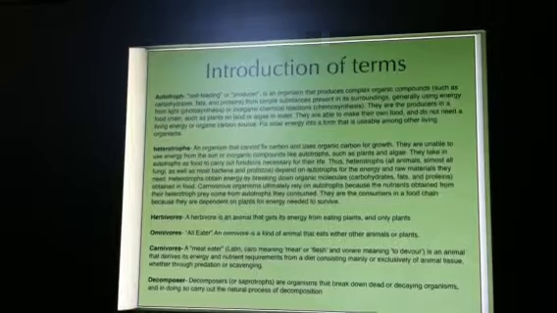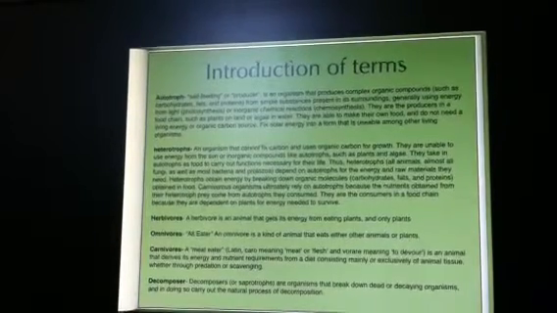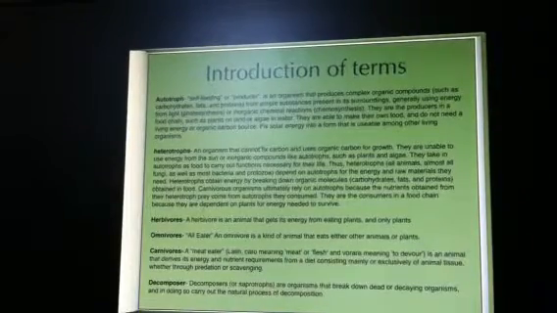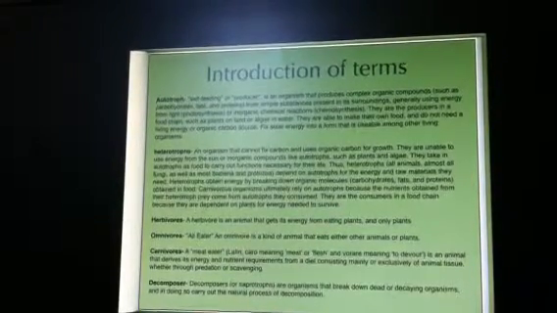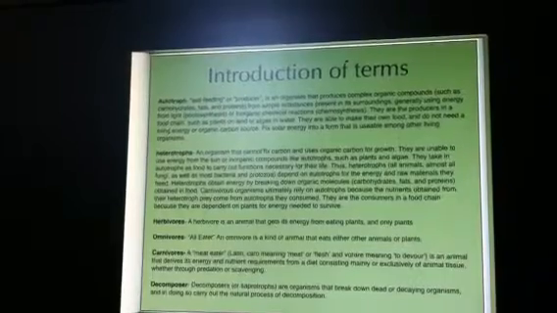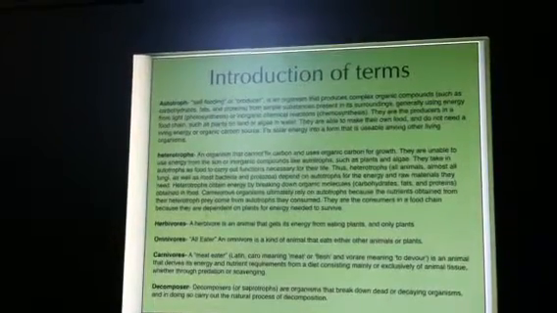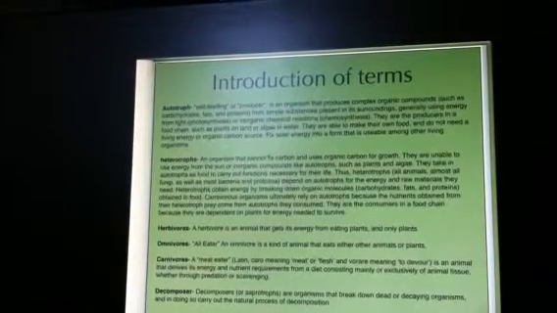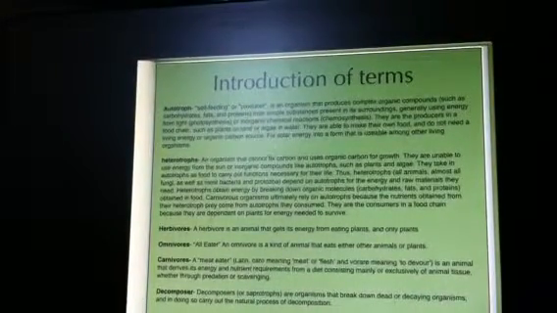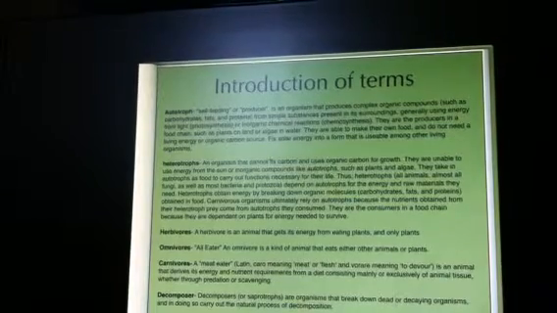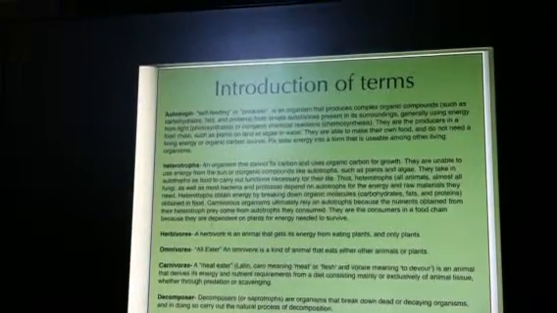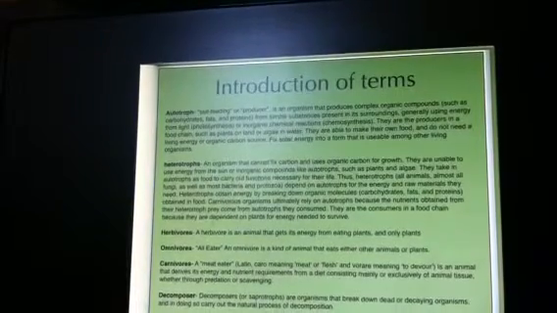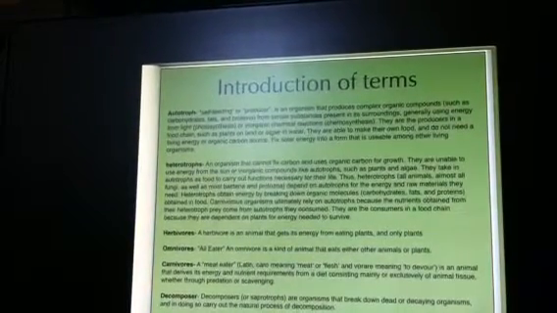An herbivore is an animal that gets its energy from eating plants. An omnivore is an animal that gets its energy from eating plants or animals. A carnivore is an animal that gets its energy from eating other animals only, so it's a meat eater. And a decomposer is an organism that breaks down dead or decaying organisms. So those are the terms from last time I wanted to brush up on. But now we have some new terms that we need to learn today.